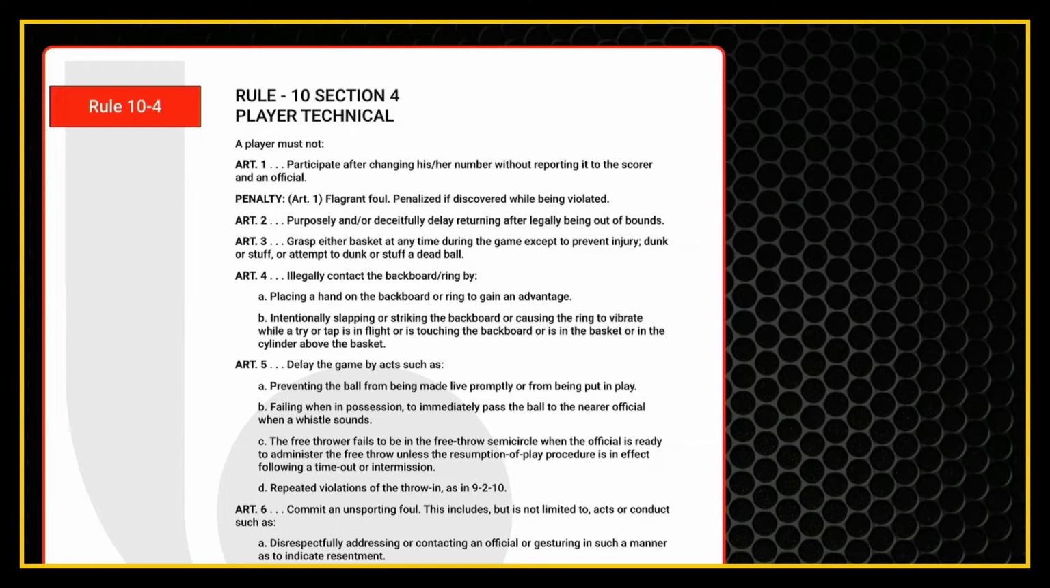Article 5, delay the game by such acts as preventing the ball from being promptly made live or put in play, failing when in possession to immediately pass the ball to a nearer official when a whistle sounds, or on a free throw, failing to be in the free throw semicircle when the official is ready to administer, and commit an unsporting foul.